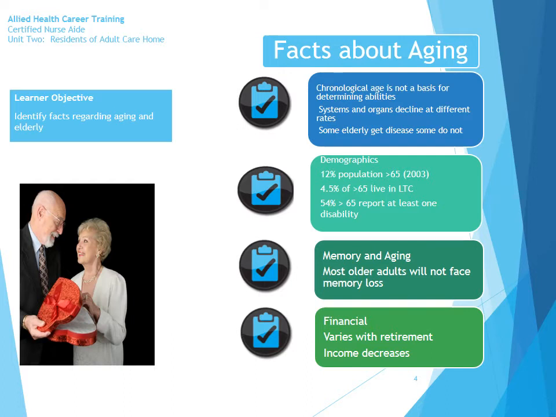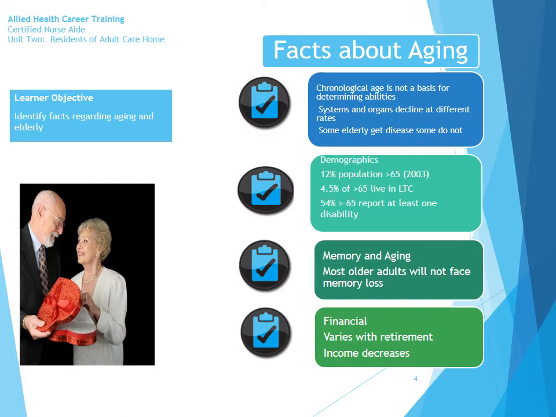liver. So just kind of keep in mind that different organs and systems decline at different rates depending on your lifestyle, genetics, environmental factors. All sorts of different things will affect how your body actually ages. Some elderly people will get disease and some do not.